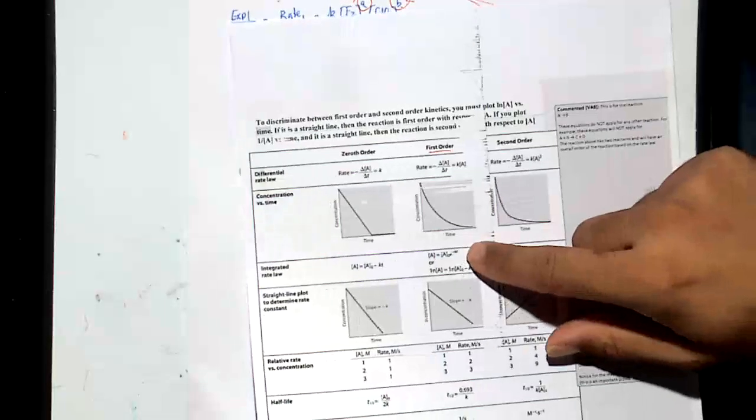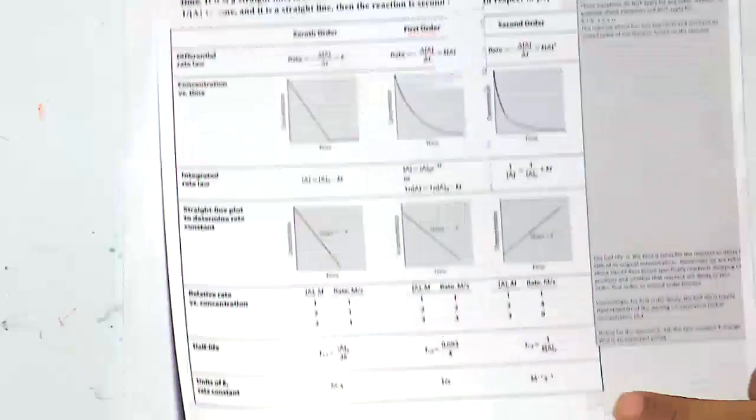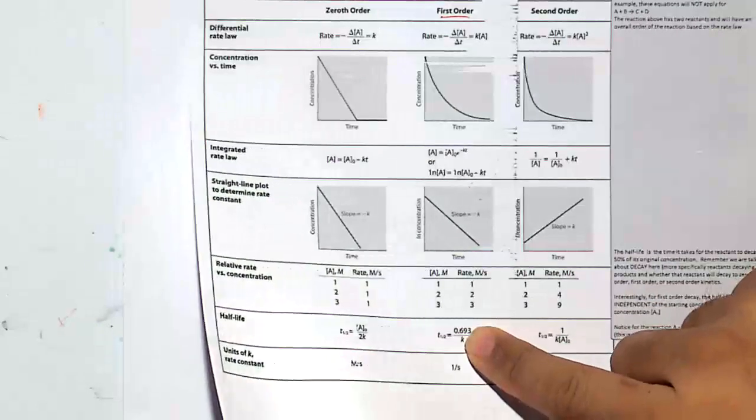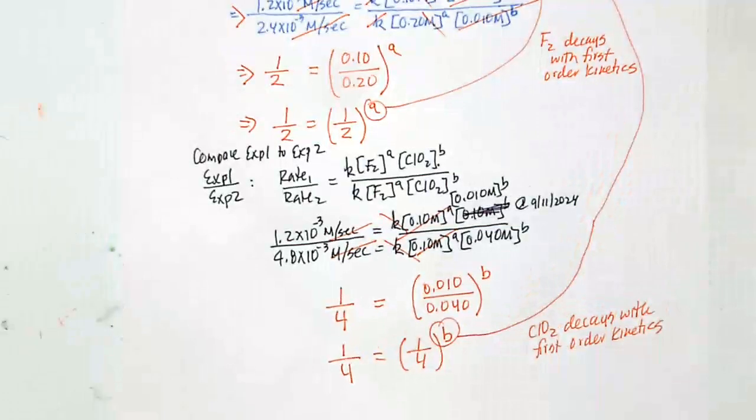Okay, and just like that other reactant, just like F2, its decay will abide by these equations. You don't need to know that, but you can use this for the test, and this is its half-life for how fast ClO2 decays.